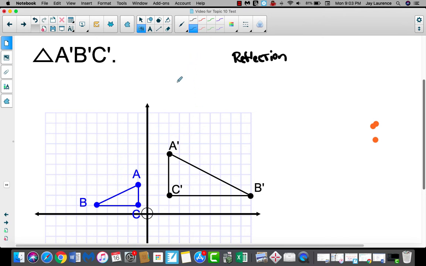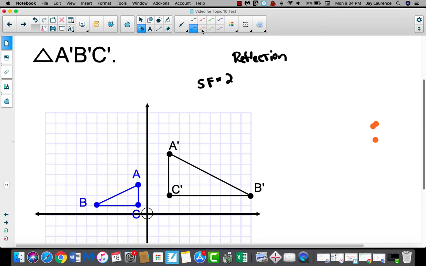Okay. Also, I'm going from ABC to A prime, B prime, C prime. So I'm going small to big. And so small to big, the scale factor looks like it's going to be, well, let me see, this vertical side is 2, this vertical side is 1, 2, 3, 4. Looks like the scale factor is 2.